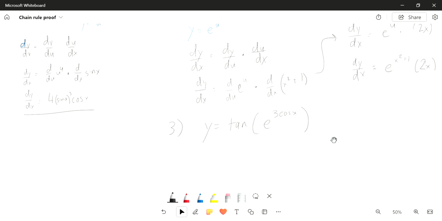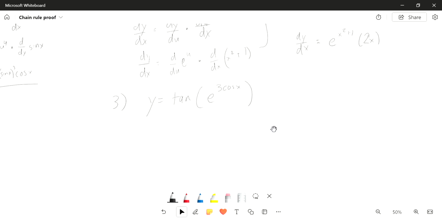Why don't you pause the video and see what would happen? First, I would suggest that you find out what the innermost function is and work your way backwards. Pause the video and try it for yourself. Ready? So the innermost function is when you start from outside and get all the way to something with x. So in this case, you start from outside and you get all the way to 3 cosine x. So that means we'll say u is 3 cosine x.